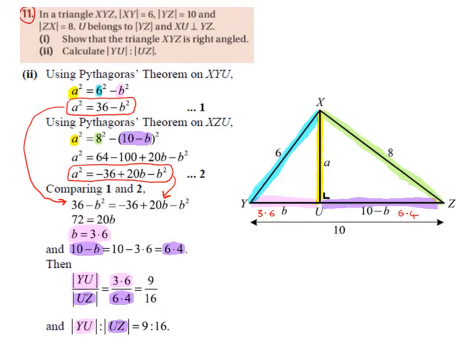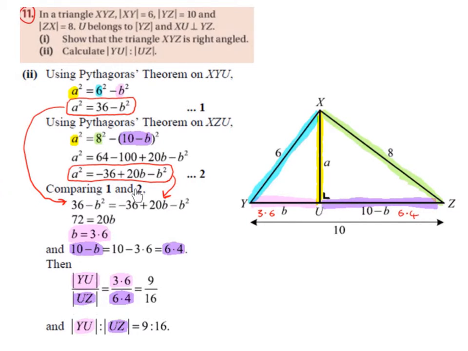We bring the (10 minus B) squared over the equal sign, and it becomes minus (10 minus B) squared. So we have A squared equals 8 squared minus (10 minus B) squared. 8 squared is 64. If we multiply this out, we get minus 100 plus 20B minus B squared. Simplifying, we get minus 36 plus 20B minus B squared. So A squared equals minus 36 plus 20B minus B squared, and this is equation 2.